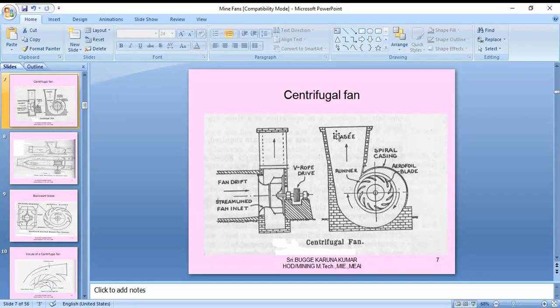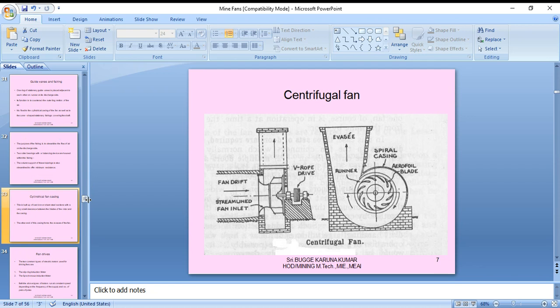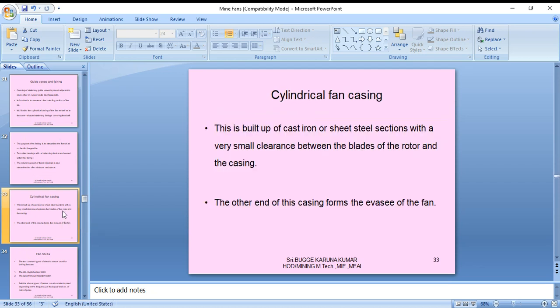This is a casing. The evasee also has the casing, to prevent recirculation to the other environment. So this casing is very important. Such things are shown, and the coming images also show different real mine situations. Right. So, cylindrical fan casings.